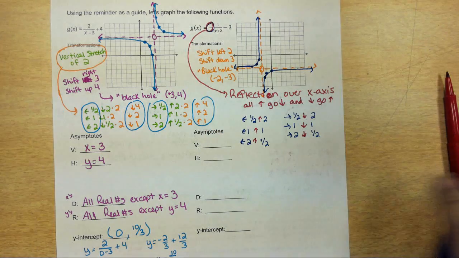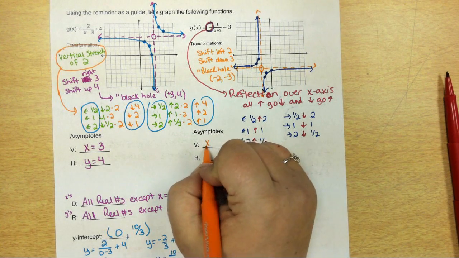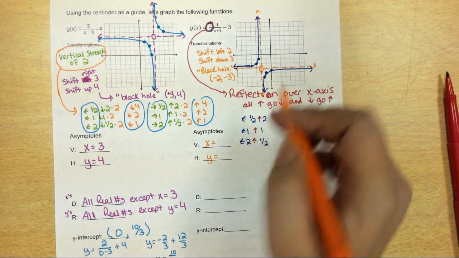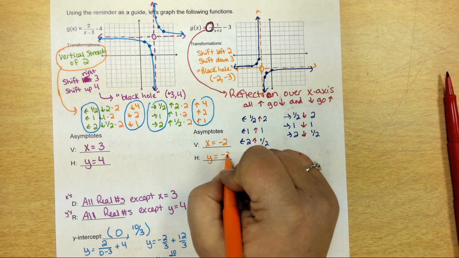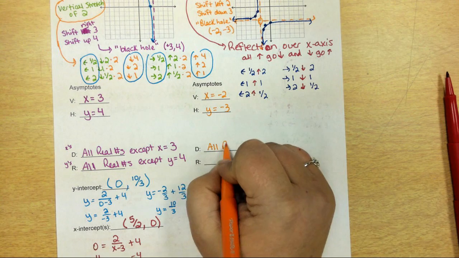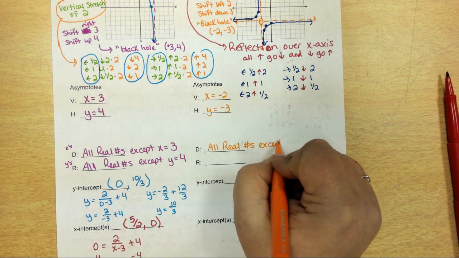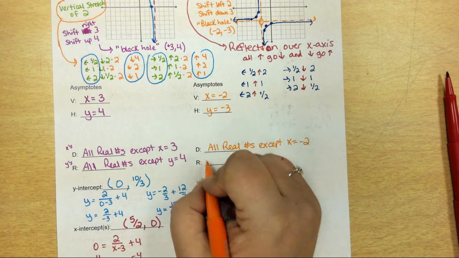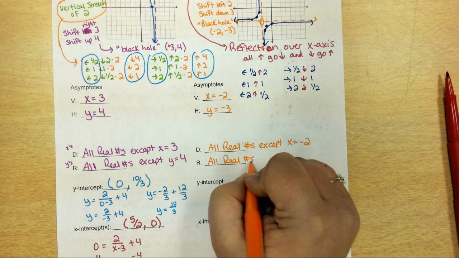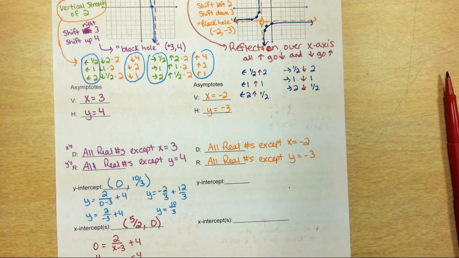Okay, so your vertical, horizontal asymptote, remember vertical is always x equals, horizontal is always y equals, and they are the points of your black hole, or the values of your black hole. Then your domain and range, domain is x's, so it will be all real numbers except x equals -2, whatever the asymptote is, and range also will be all real numbers except the y of -3.